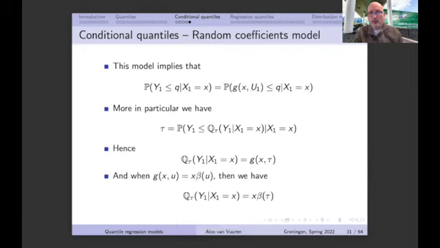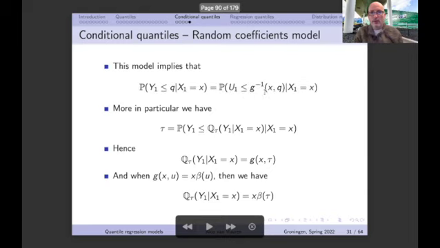Well, now we can use a trick. We do already know that this g function that we have over here is strictly increasing in u1. So therefore we can take the inverse from the left and the right hand side. If we do that, then we see that we have here the probability that u1 is smaller or equal to this thing over here, the g inverse, evaluating x and q. Well, we are going to get this relationship now over here.